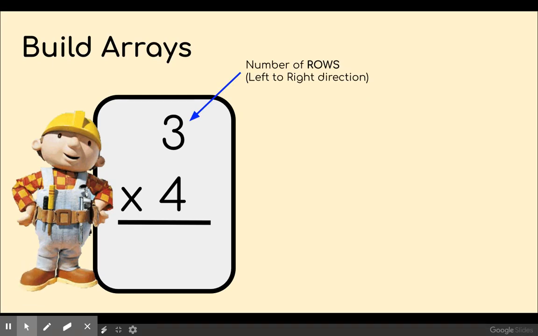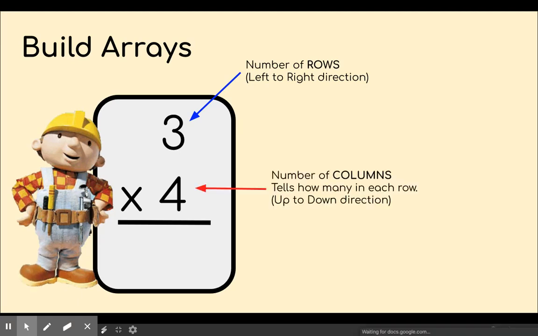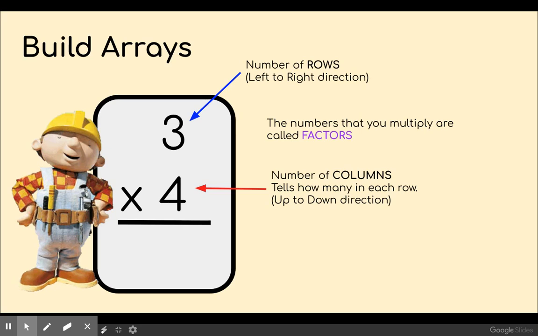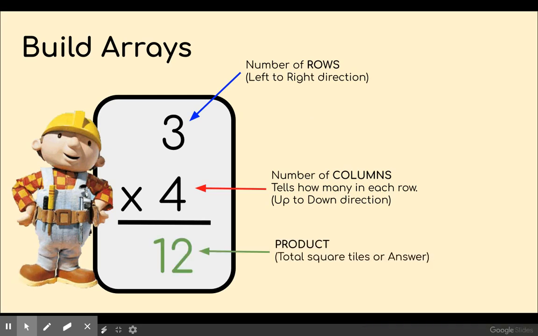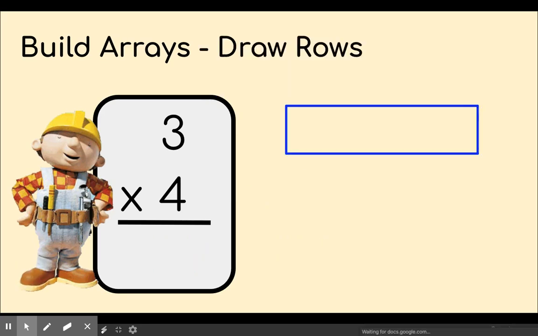When we build arrays, the first thing we need to know is that the first number is the number of rows, and they go from left to right. The second number is the number of columns, and that tells us how many in each row, and they go up and down. These two numbers are called factors, and they're the two numbers that you multiply. The product is the total square tiles that you count. It's also another name for answer in multiplication.